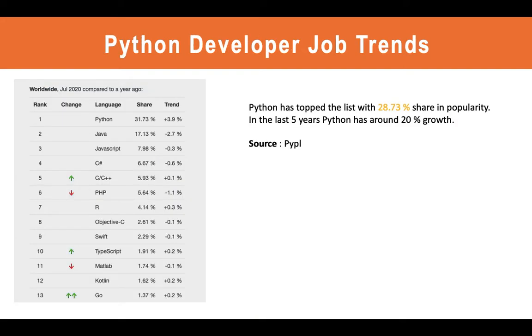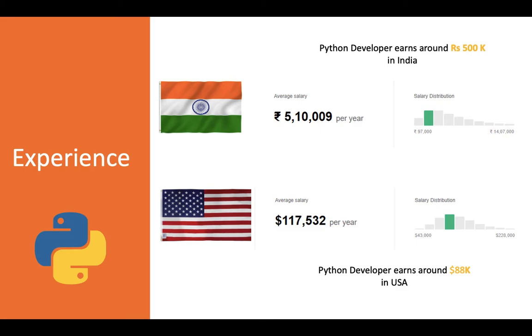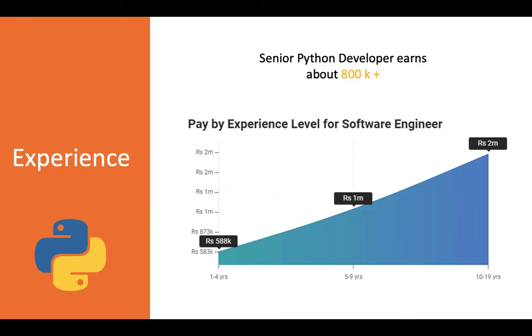So if you can see the top languages, you can find Python here. Now, if you have any interest in working as a Python developer, or in any field, the first thing you need is experience. An experienced Python developer earns around an average of rupees 500k in India, compared to the median in the USA of $88k. You can see the PPTs, I'll be sharing them with you.